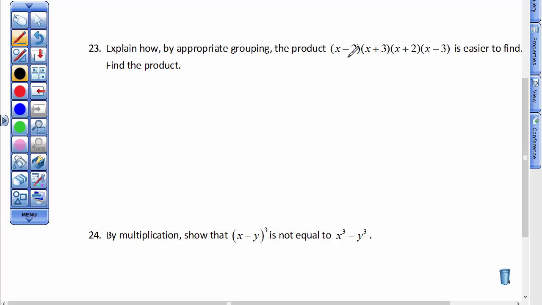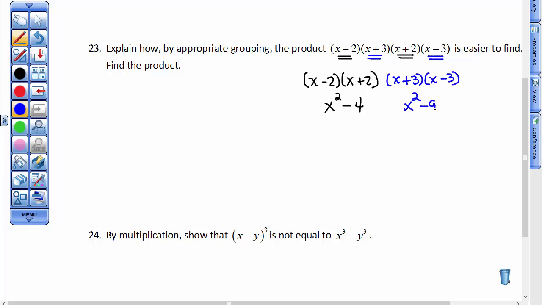Okay, so do you see this x minus 2 and this x plus 2? A simpler way to solve this problem would be to put those two side by side and FOIL those, because we know those turn out to be x squared minus 4. And do you see this x plus 3 and this x minus 3? I'd put those side by side too. And when you FOIL those, they turn out to be x squared minus 9.